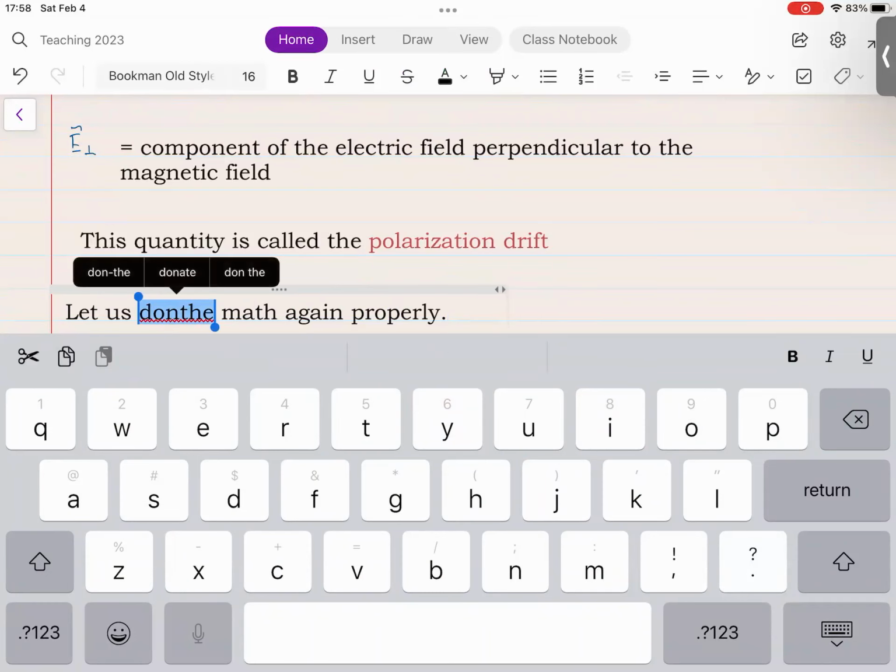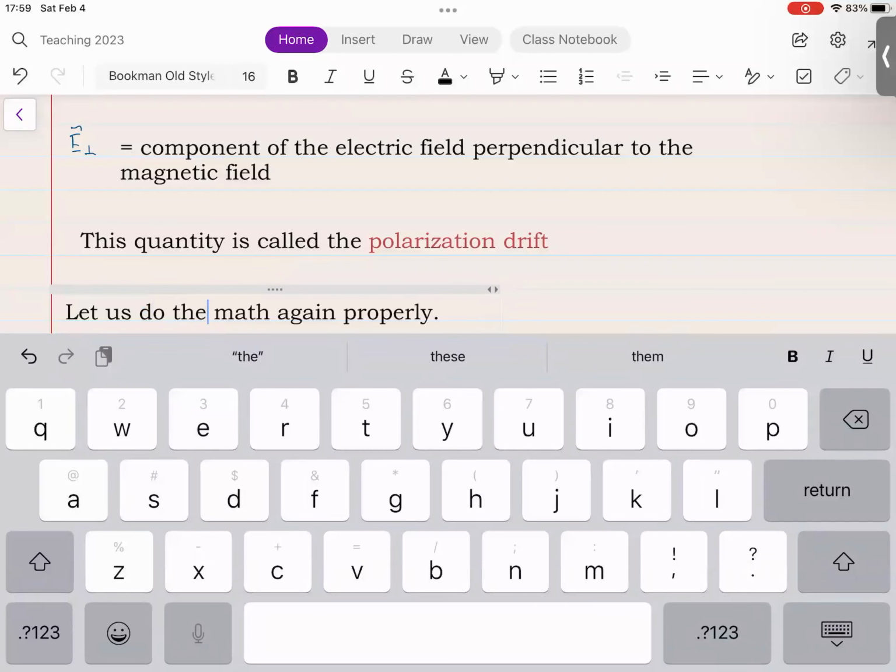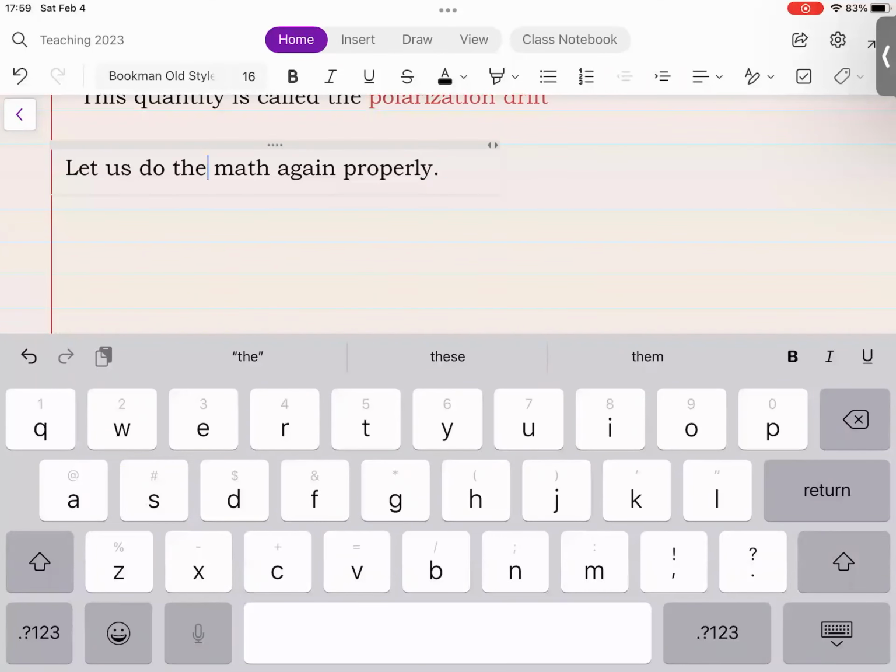Oof, that is not what I meant. So let's do the math again properly, and we are going to do it in a slightly different way. We're not trying to be as clever, and we'll just take it step by step. What I wanted to show you with the previous derivation is how you work with vectors and how you group things. That may be faster once you get a little more used to it, but it's going to look more time consuming at the beginning.